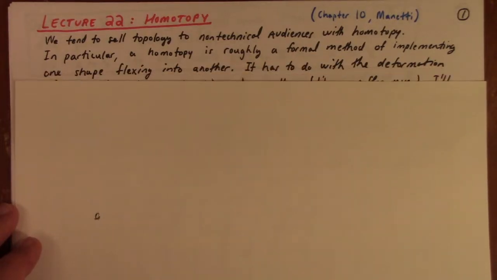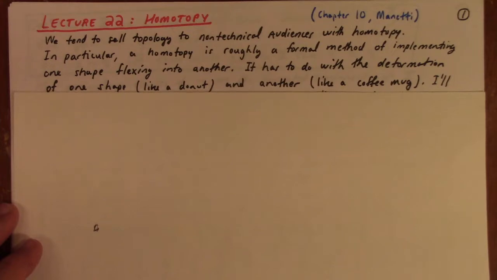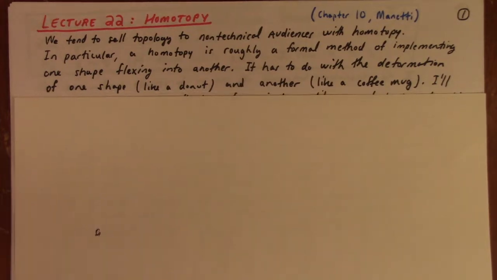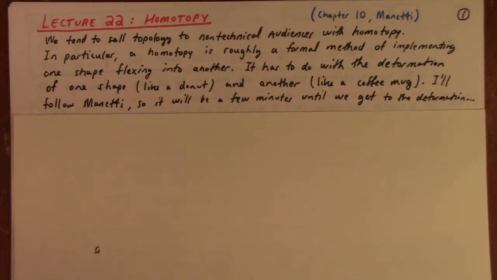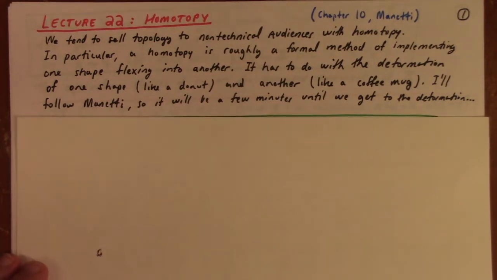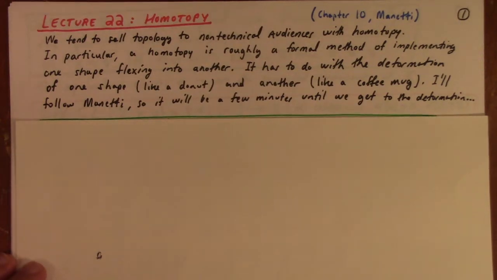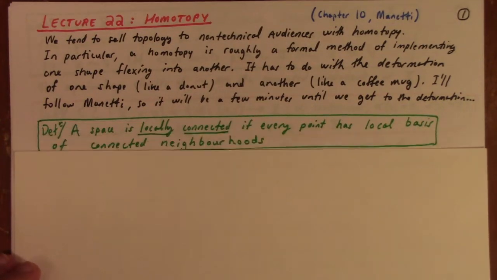In particular, homotopy is roughly a formal method of implementing one shape flexing into another, right? So it has to do with the deformation of one shape like a donut into another like a coffee mug. So I'm going to follow Minetti, basically, and look through chapters 10 and the start of 11 in this lecture. So here's the first thing.